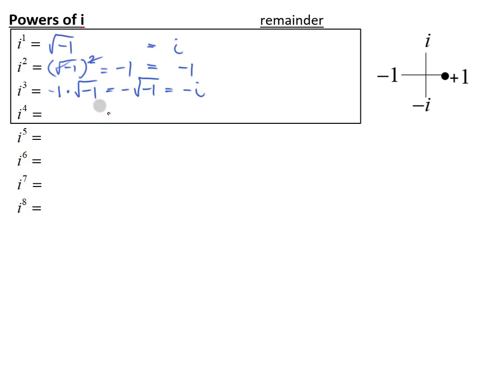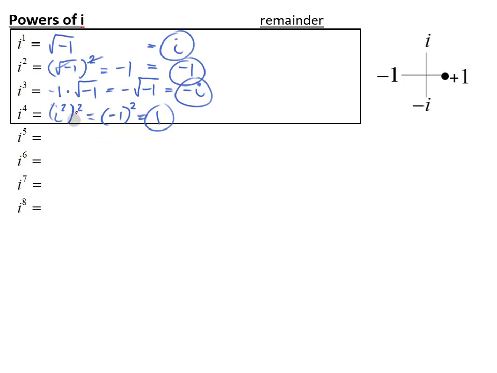Okay, i to the fourth power, though, the easiest way to do this is actually to take i squared and square it. Properties of exponents say you multiply those exponents. So if I take i squared, which is -1, and square it, it gives us back +1. So these are the 4 different powers of i.